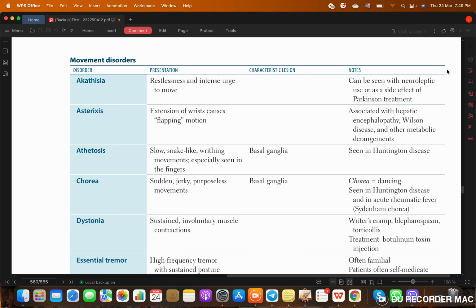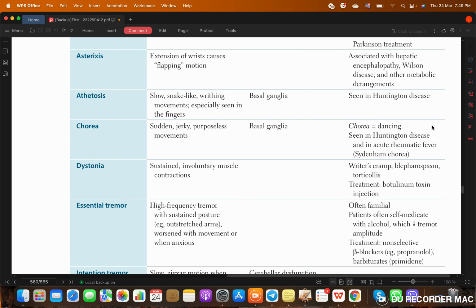Asterixis is an extension of the wrist causing a flapping motion. If you remember, we spoke about asterixis before in hepatic encephalopathy, and it's associated with Wilson disease as well, and other metabolic derangements. Athetosis is a slow, snake-like writhing movement. If you attended not the previous class, but the class before it, we spoke about these, especially seen in the fingers, a snake-like movement. It's a basal ganglia dysfunction, especially in the caudate and the putamen, which is known as the striatum. The same with chorea, actually, seen in Huntington disease.